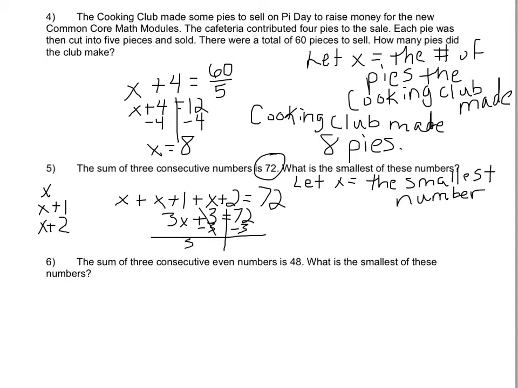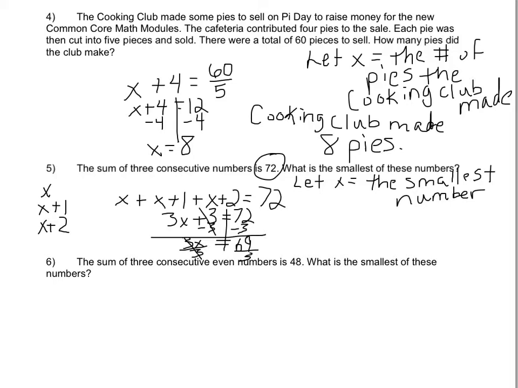End up, bring down our 3x. 3x equals 72 minus 3, 69. In order to get rid of the 3x, okay, so we're multiplying 3 times x, we need to do the opposite. The opposite of multiplication is division. We're going to divide by 3 so that they cancel. Whatever we do to the left, we must do to the right.